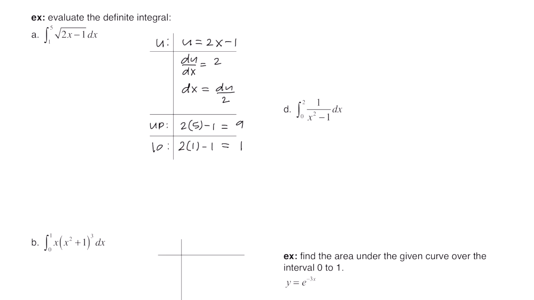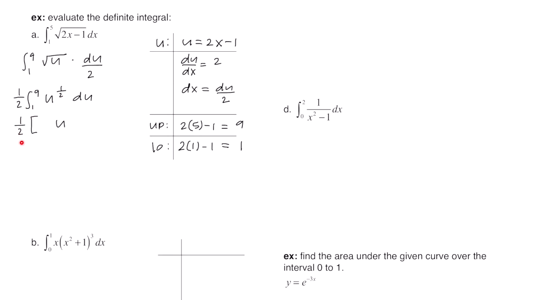So now we're going to plug all of this in over here. So we plug in our new upper and lower limits, and again, the upper limit became 9, the lower limit stayed the same. We're plugging u in for 2x minus 1, and then dx equals du over 2. So instead of dx, we're going to write du divided by 2. Next, we're going to pull this 2 to the front and make it a 1/2, and then I wrote the square root of u as u to the 1/2. So now we're ready to integrate.